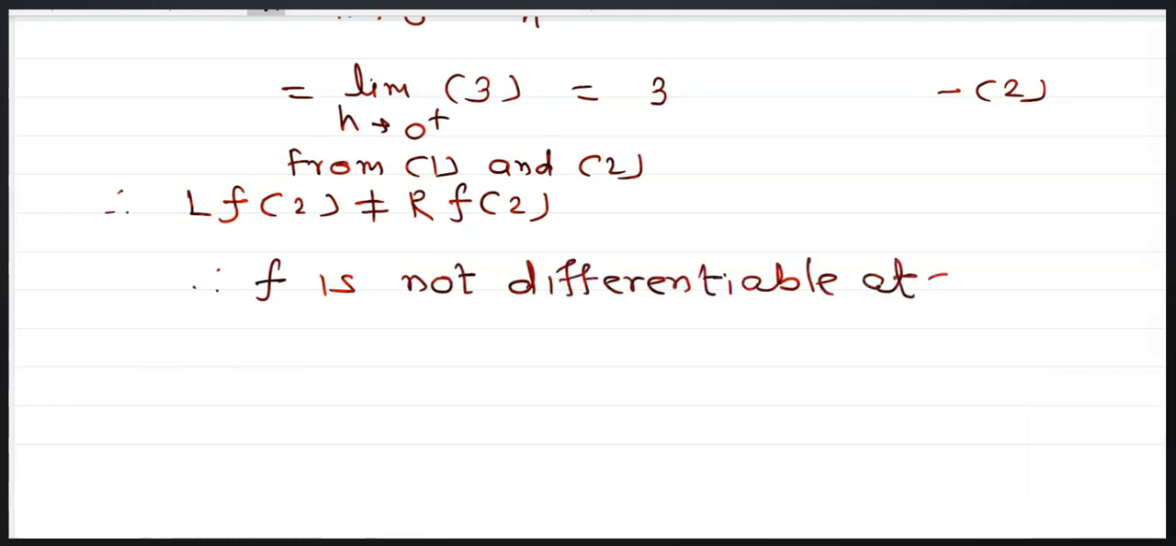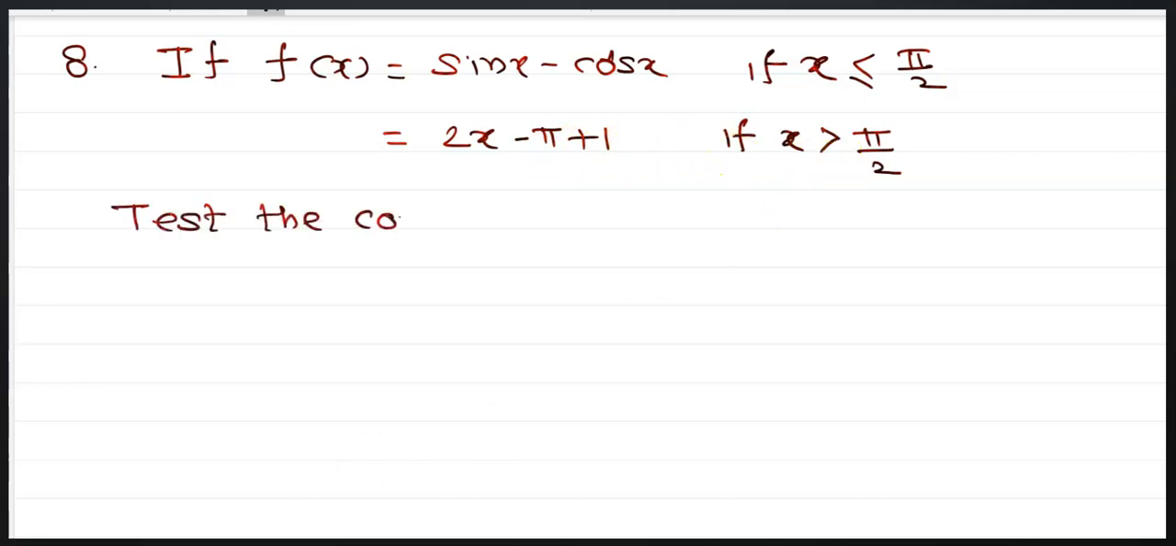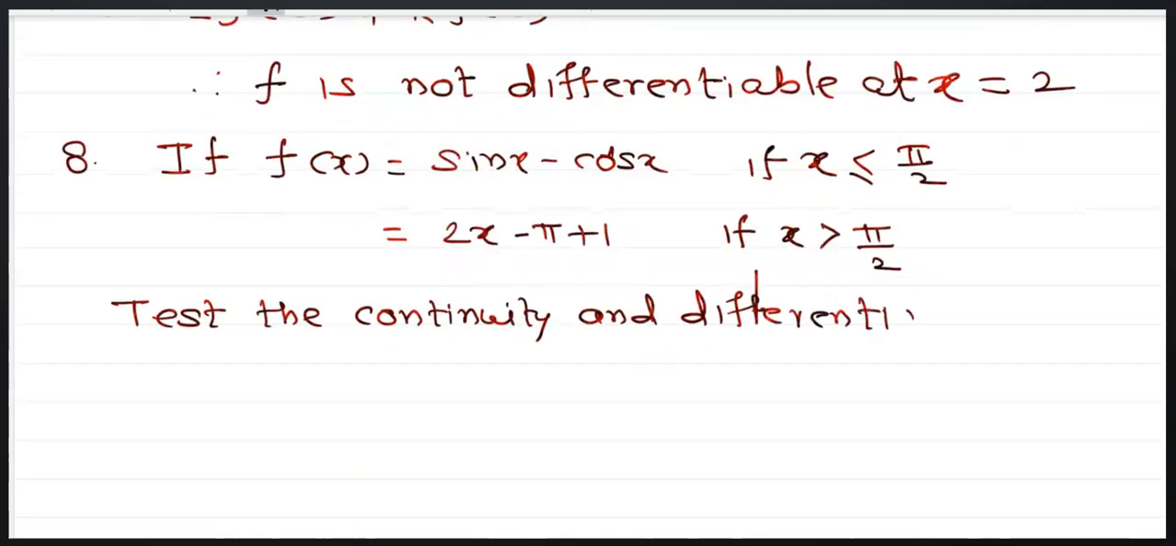It is continuous but not differentiable. Now if f of x equals sine x minus cos x, if x is less than or equal to pi by 2, and 2x minus pi plus 1 if x is greater than pi by 2, test the continuity and differentiability. Now check its continuity at x equals pi by 2.